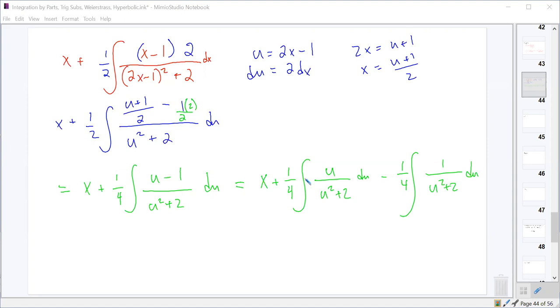And with any luck, this 1/4 the integral of u over u squared plus 2, that's a simple u sub. Right, if v equals u squared plus 2, then dv is 2u du. And so we'll put a 2 and a 1/2, so that'll become a 1/8. And then it's natural log absolute value u squared plus 2. Everybody good so far?